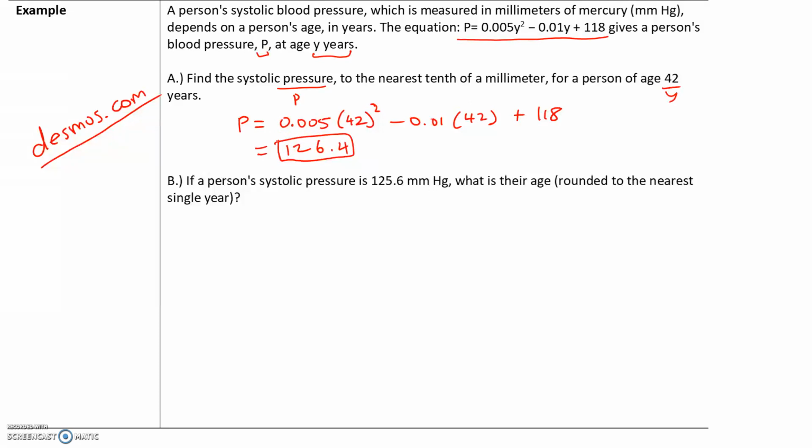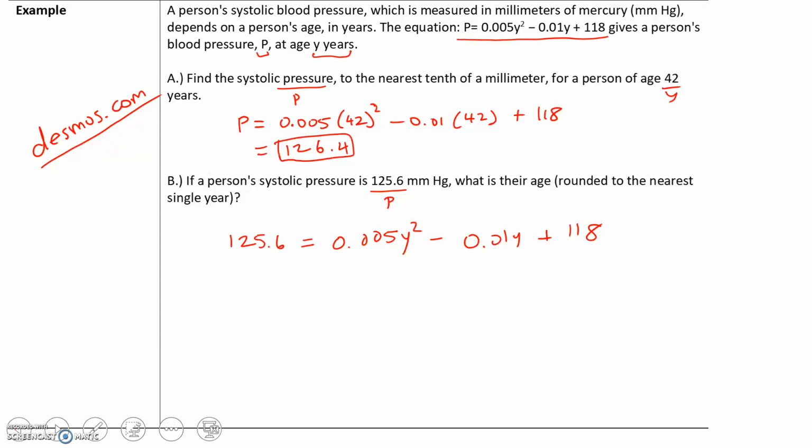Now the second part says, if a person's systolic blood pressure is 125.6, what is their age? So now remember, this is the P value. So where is that going to go in this equation? It's going to go right there. So we're going to say 125.6 equals 0.005y squared minus 0.01y plus 118.